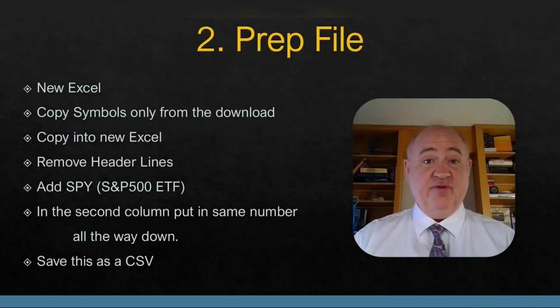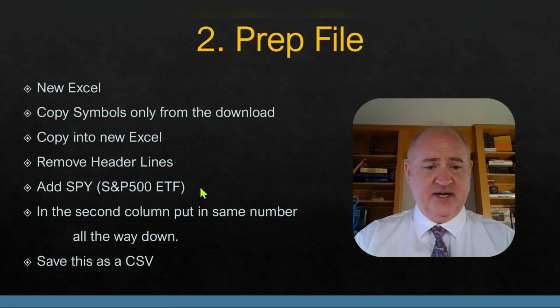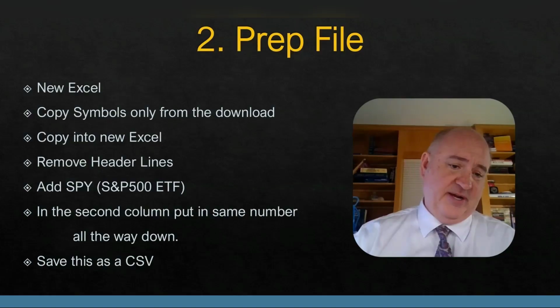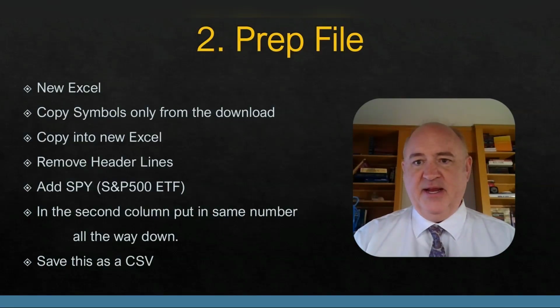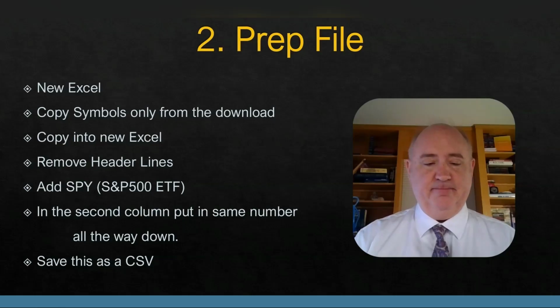A quick review of prepping that Excel file. We downloaded the results into Excel. We only want the ticker symbols, so we removed the rest of the data, removed the header lines, added SPY at the top, got rid of the junk at the bottom, and then we put a 1 in the second column all the way down, and then you save it as a CSV. Gave it a temporary or dummy name, and that's all we need to do to get it loaded.